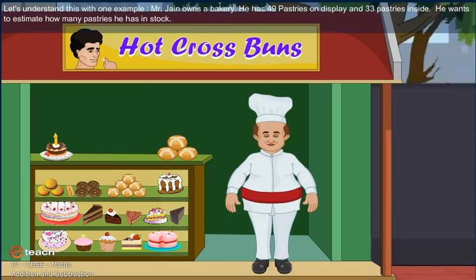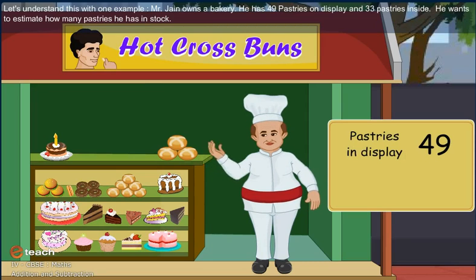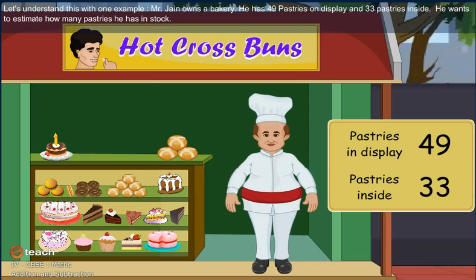Mr. Jain owns a bakery. He has 49 pastries on display and 33 pastries inside. He wants to estimate how many pastries he has in stock.